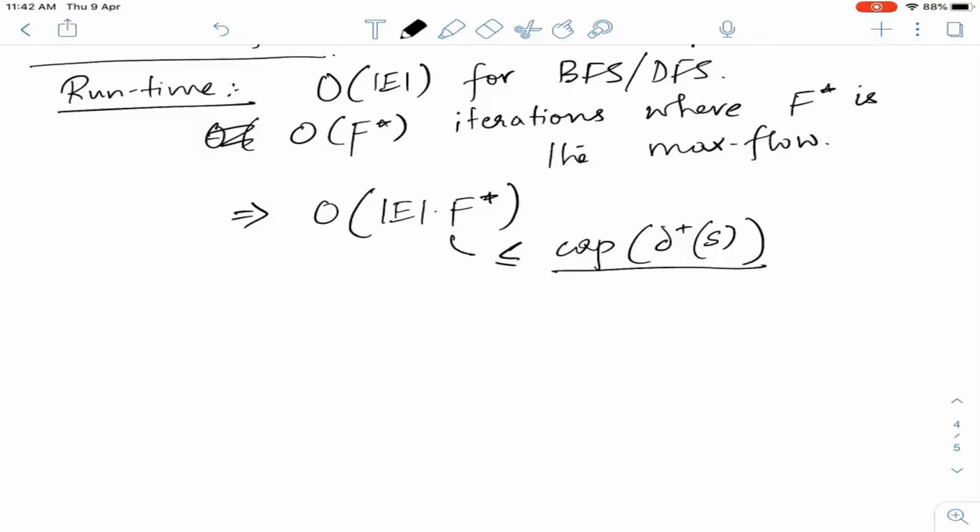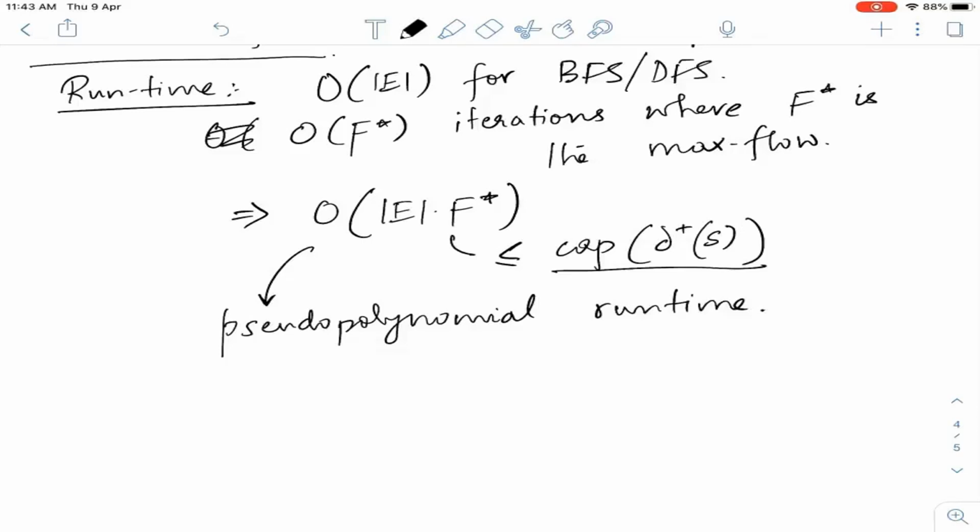Remember, we talked about this kind of algorithms whose runtime depends on the numbers that are represented as part of the input. So f star is a number, or the capacity of delta, whatever you want, the min cut value. These are numbers that are part of the input, and our runtime is a polynomial in those numbers. So it's linear in such a number. These kinds of runtimes are known as pseudo polynomial runtimes. So this algorithm is not a strongly polynomial algorithm. It's a pseudo polynomial algorithm.